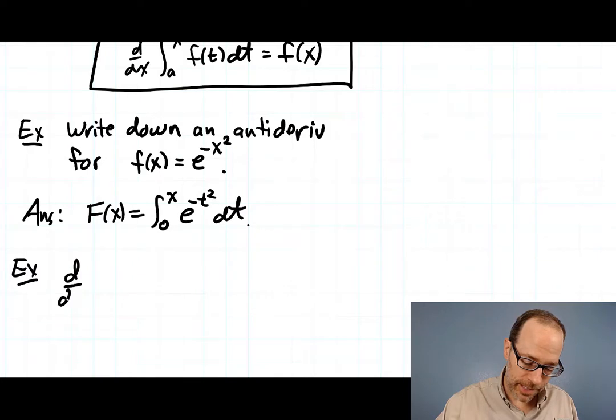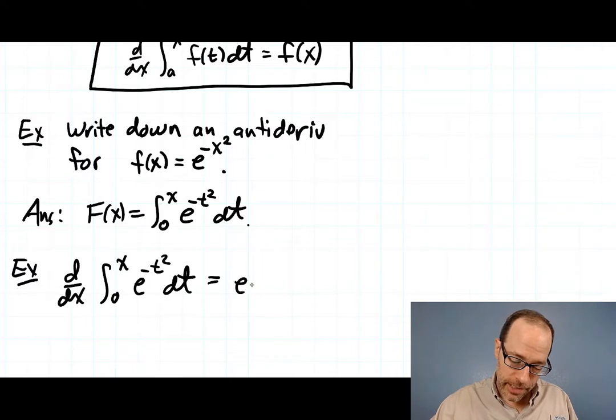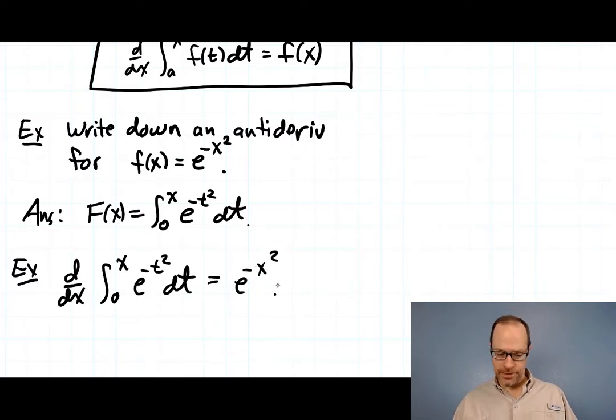Alternately, you could ask the problem like this. Evaluate d by dx of the integral from 0 to x of e to the minus t squared dt. And the answer is just, by the fundamental theorem, e to the minus x squared. So those are the same problem, essentially.